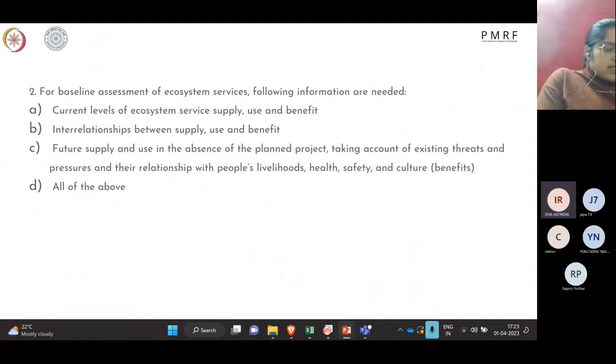So for baseline assessments of ecosystem services, following information are needed: the current level of ecosystem service supply, use, and benefit, the interrelation, the future supply and use in the absence of the planned project, taking account of existing threats and pressures and their relationships with people's livelihood, health, safety, and cultural benefits, or all of the above. So, what sort of considerations do we make, or what sort of information we gather to make a baseline assessment for doing ecosystem services review?